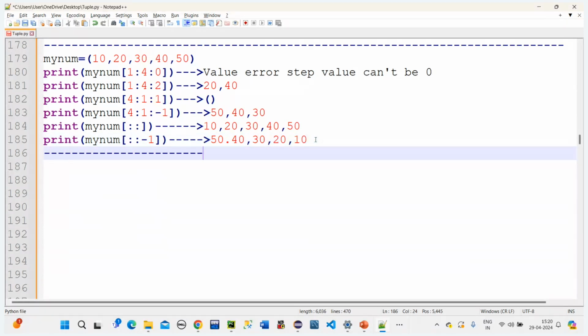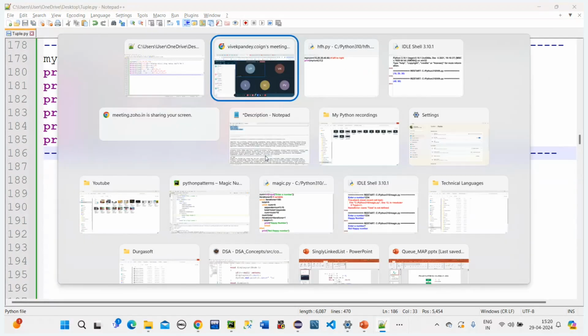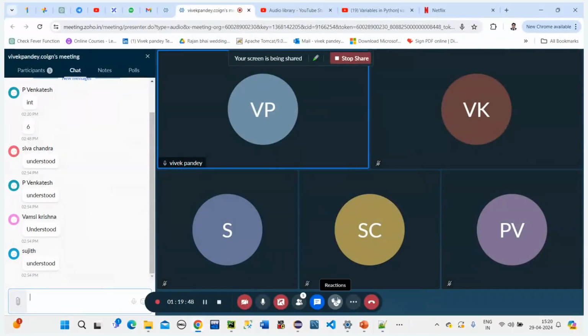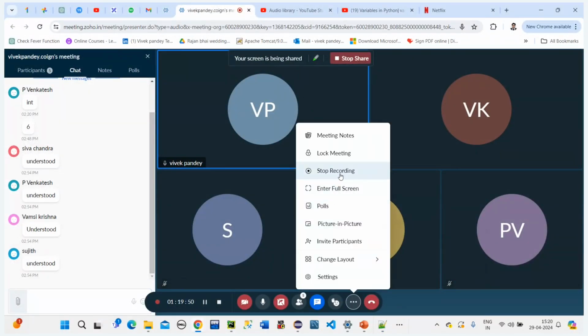So this is about what? Slicing. Yes. Slicing. Yeah. So guys, we are done with this, and I'm stopping the record.